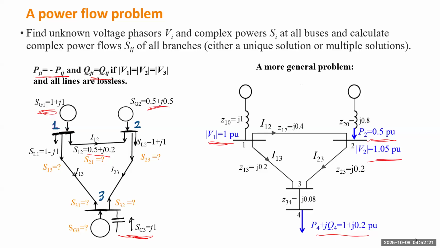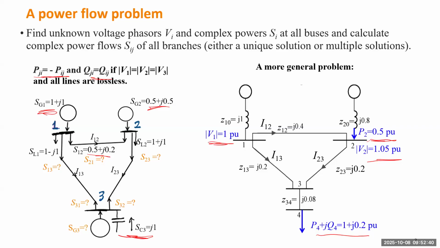And this bottom bus, number 4, is basically just a load bus, because we know both P and Q. You see the power is going to some customers, but we don't know the voltage, because the voltage will depend on the voltage of the rest of the system. So this is a typical load bus.